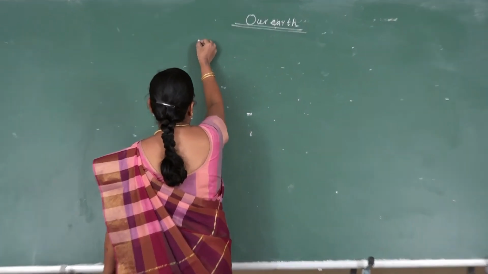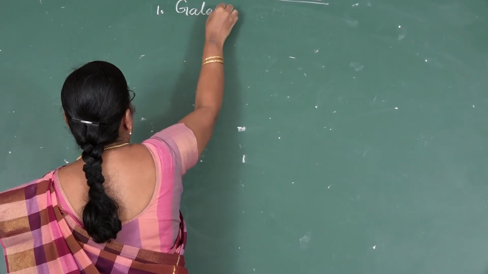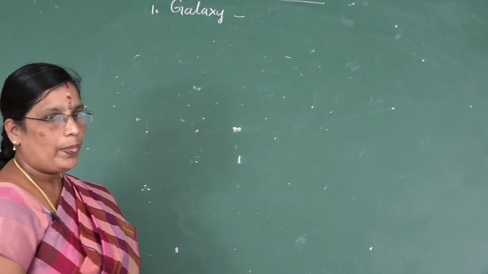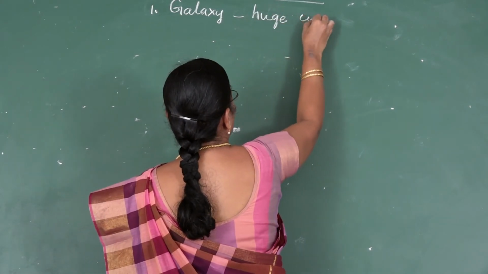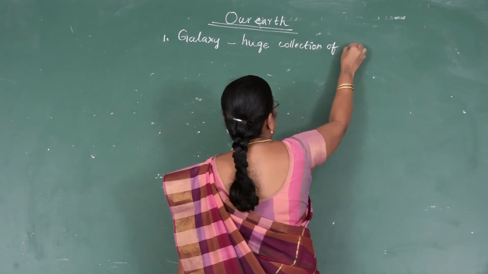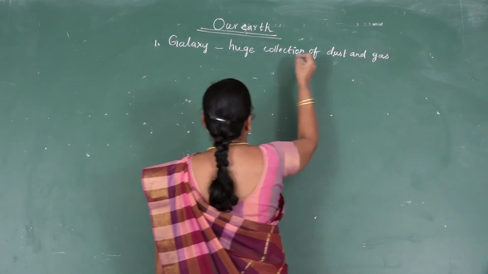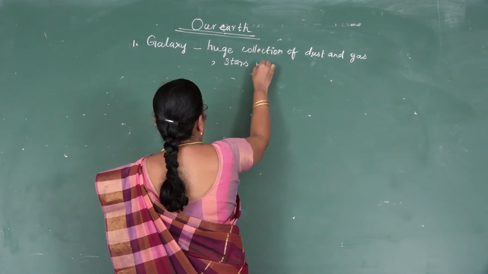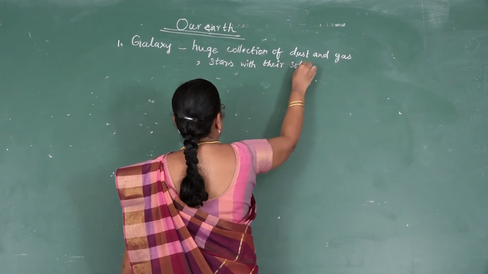The first one is galaxy. It consists of a huge collection of dust and gas, and billions of stars with their solar systems.